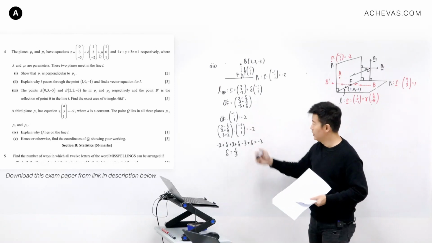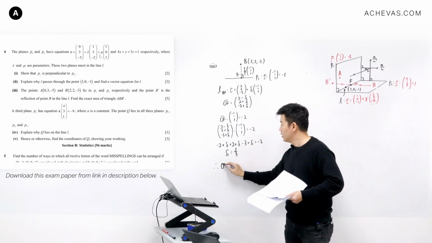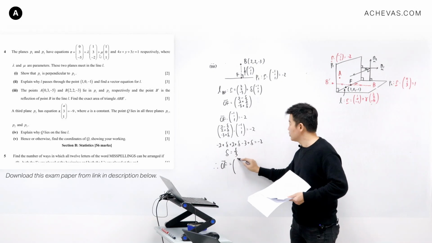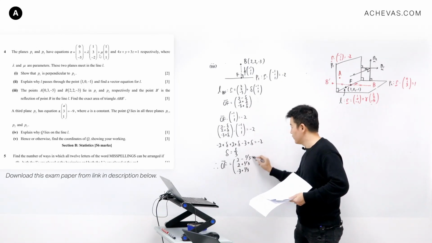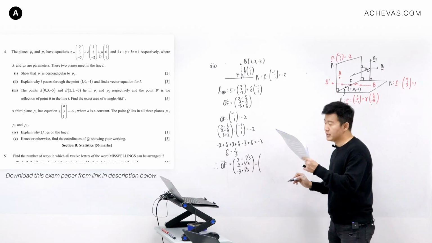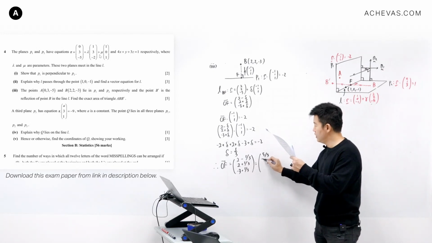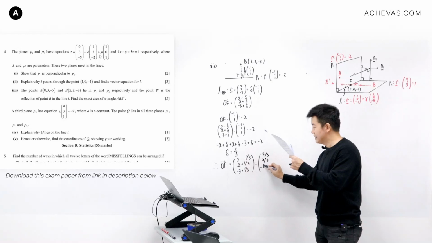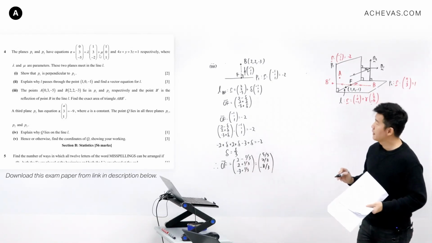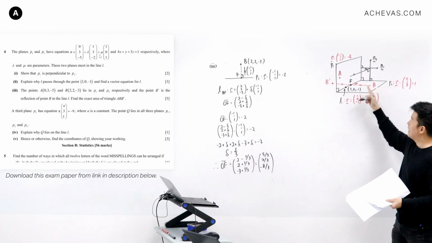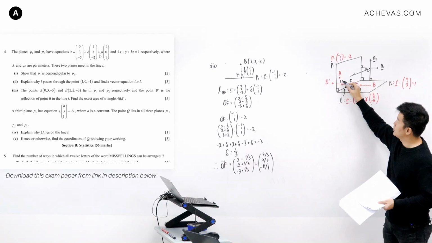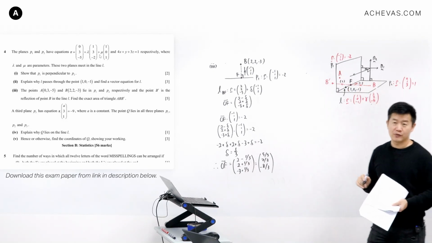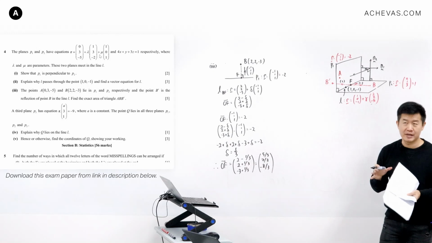Now we can find OF. Therefore, OF is equal to (2 - 1/3, 2 + 1/3, -3 + 1/3), and OF is equal to (5/3, 7/3, -8/3). Now I'm going to make use of the fact that I know B and F, and that the proportion of B'F to FB is 1:1. I'm going to make use of the ratio theorem to find OB'.